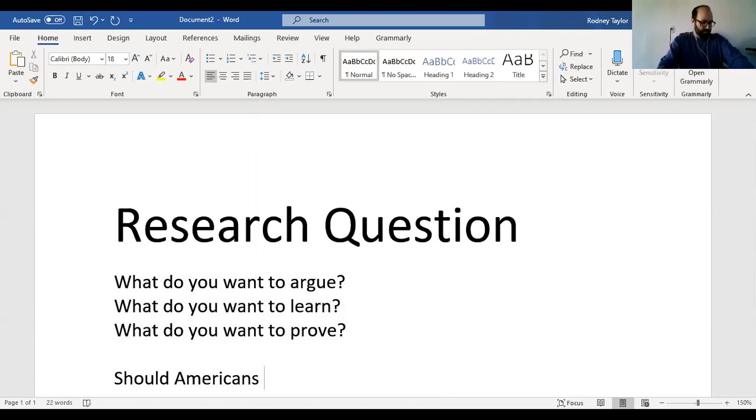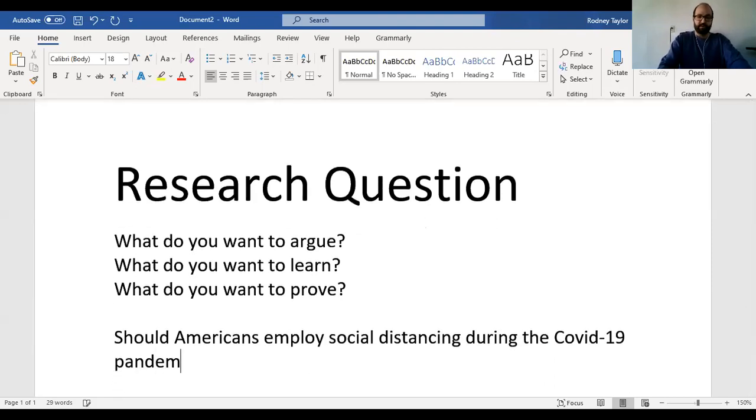Americans employ social distancing during the COVID-19 pandemic? So that is a researchable question. It's not a fact. So when you're coming up with this sort of thesis statement, you want to avoid stating a fact, because if you just simply say Abraham Lincoln was the 16th president, you can't really substantiate that. That's just a simple fact.